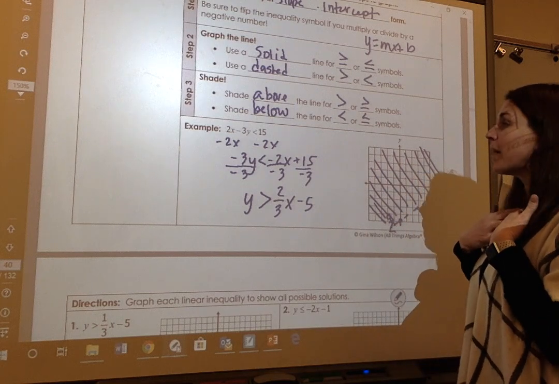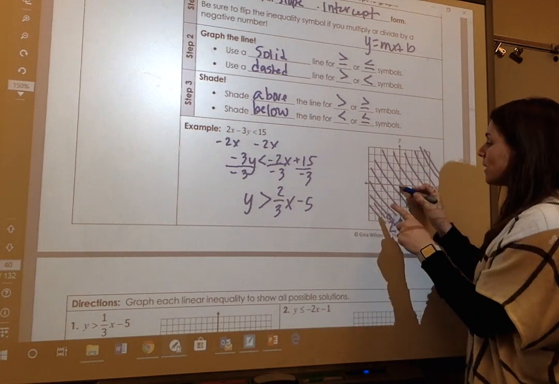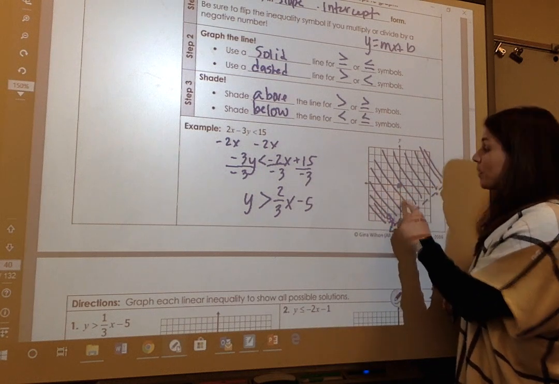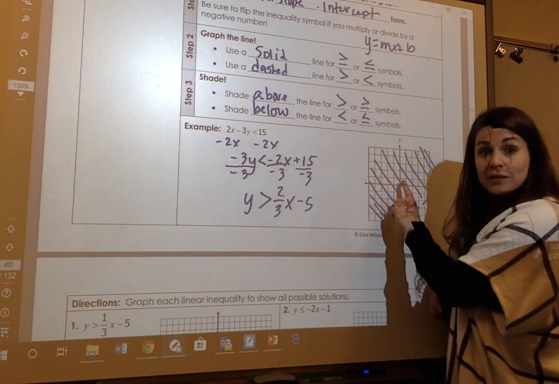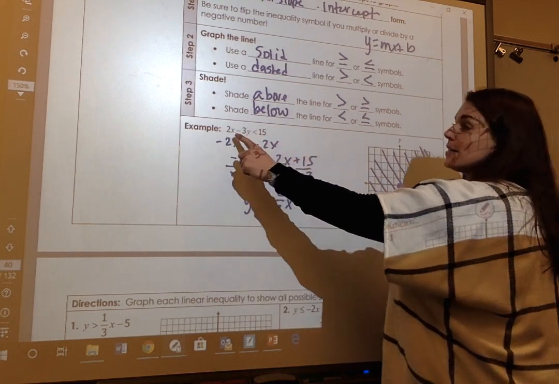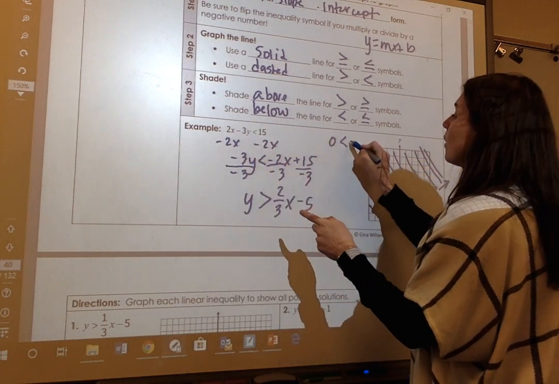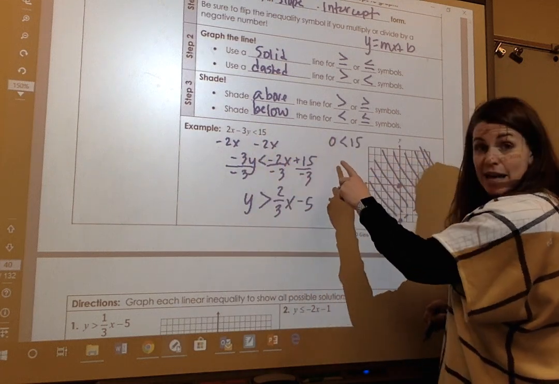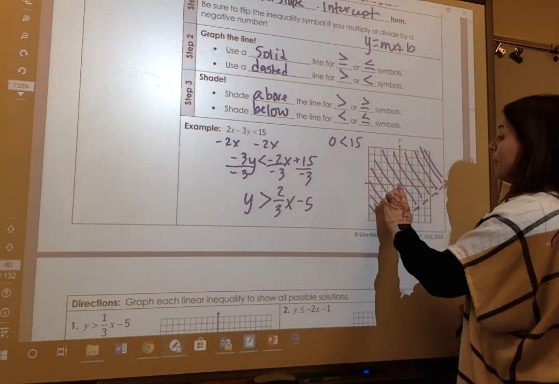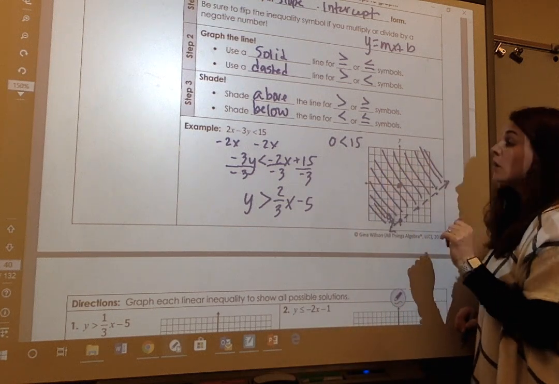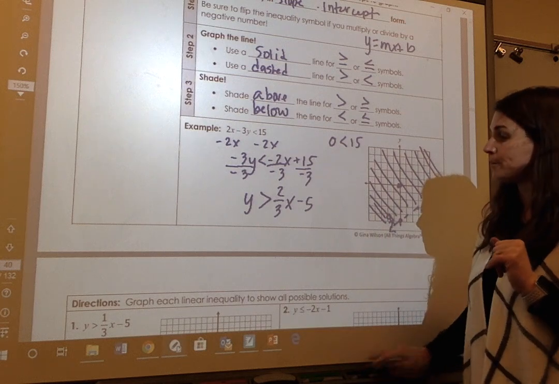And I'm going to check it by using the easiest point of 0, 0. So 0, 0 is inside the shading, so 0, 0 should be a solution to this. So if I plug in 0 for x and 0 for y, that gives me 0 is less than 15. Is that a true statement? It is. Therefore, I know that I have shaded in the correct position. So that's a way you can check your answer.